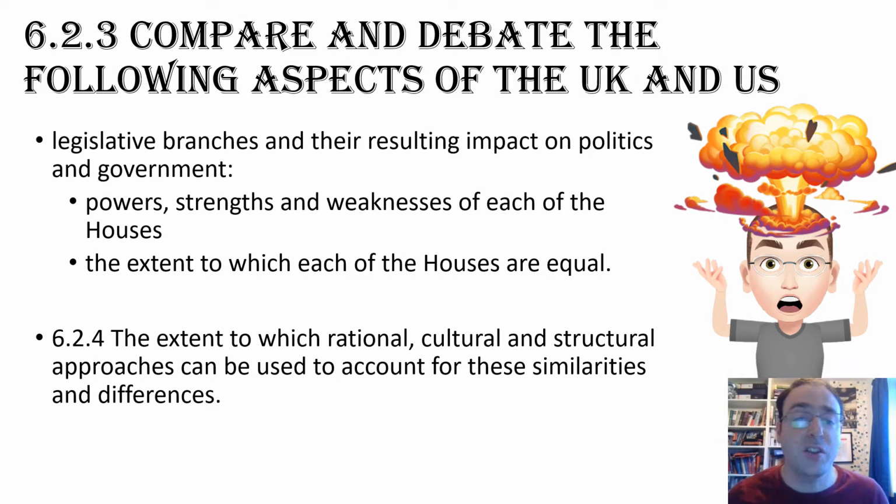This is from section 6 in the A-level Edexcel specification. So 6.2.3, compare and debate the following aspects of the UK and US legislative branches and the resulting impact on politics and government: powers, strengths, weaknesses of each of the houses, the extent to which the houses are equal, and then 6.2.4, the extent to which rational, cultural and structural approaches can be used to account for these similarities and differences. So that is what we're going to look at in a nutshell, and let's crack on.